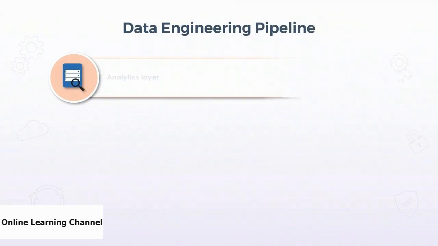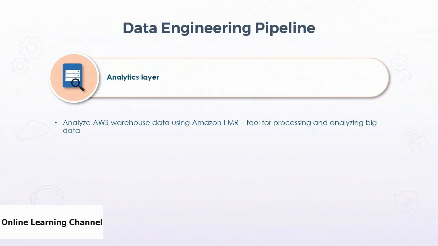Next, let us discuss the analytics layer in the data engineering pipeline. Data in an AWS warehouse can be analyzed using Amazon EMR, which is a tool for processing and analyzing big data using open source tools such as Spark, Hive, Flink, and Presto. Data can also be analyzed using Amazon Redshift to gain new insights from it.